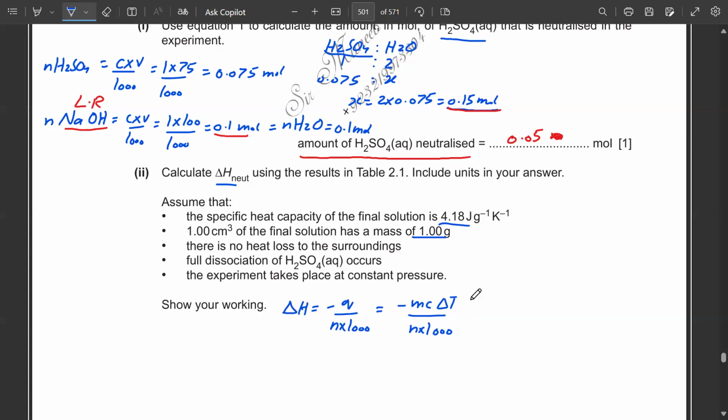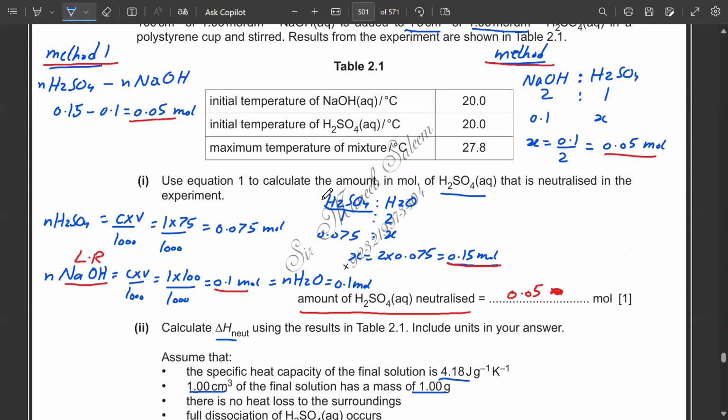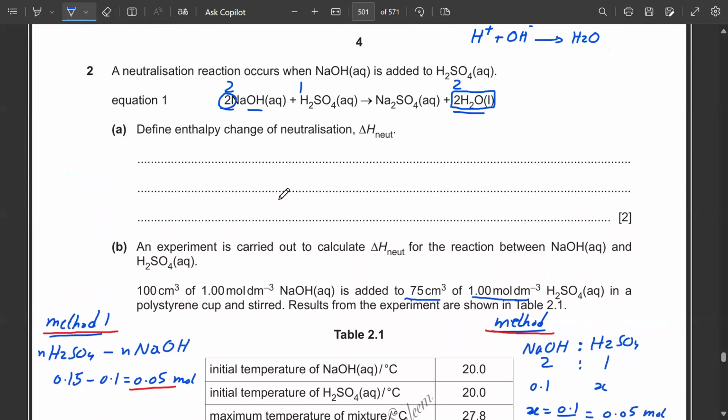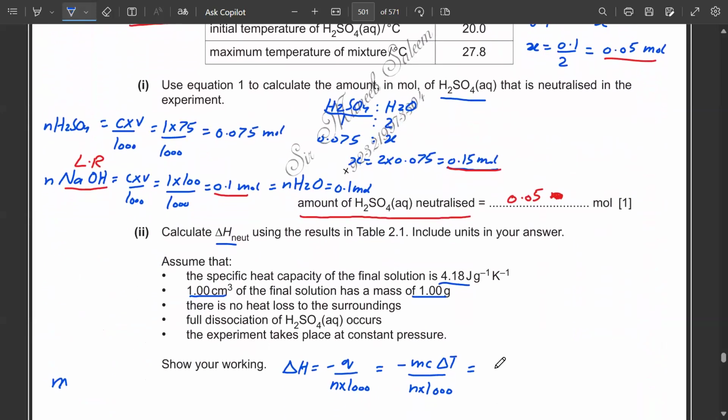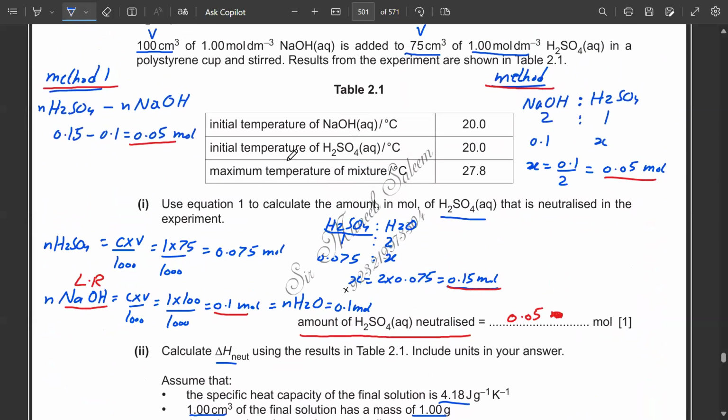We have the value of mass over here. Now you should remember that mass is of the aqueous solution, and the statement says 1 cm cube has a mass of 1 gram for aqueous solution. So volume and mass have similar values. We have the value of volume for NaOH and volume for H2SO4. So 100 plus 75. So m will become 100 plus 75. c is the constant 4.18. Delta T is supposed to be calculated from this table.